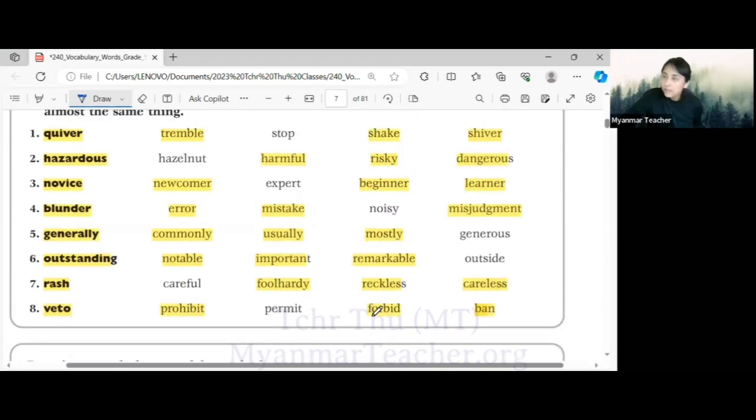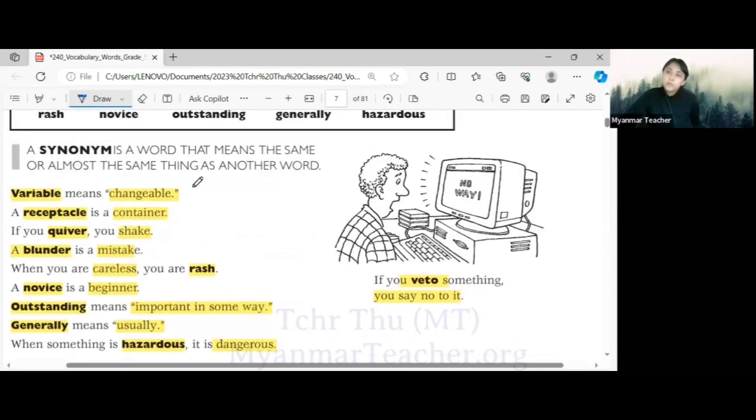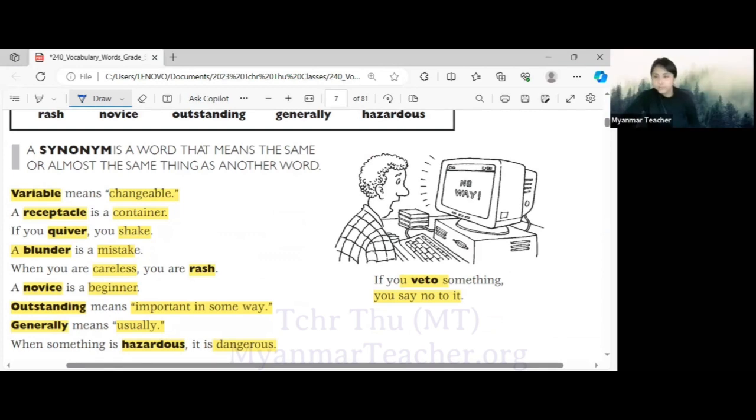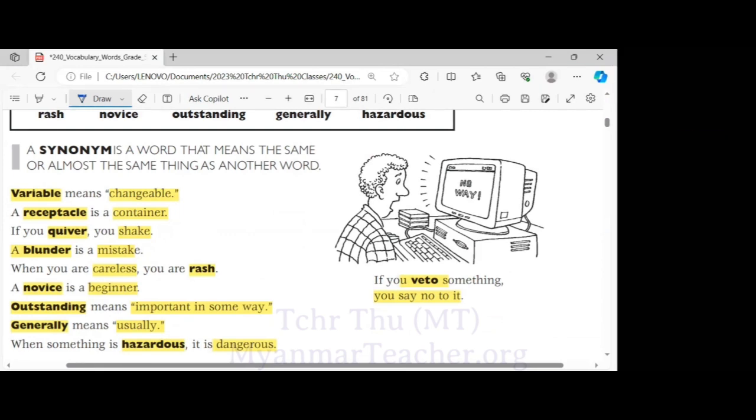So, I'm going to ask you, changeable. Variable. You say no to it. Veto. Dangerous. Hazardous. Usually. Generally. Rash. Careless. Beginner. Novice. Outstanding. Usually. Generally. Mistake. Blunder. Shake. Quiver. Container. Receptacle.